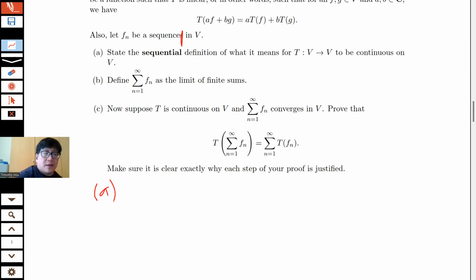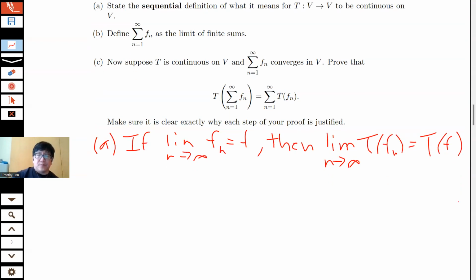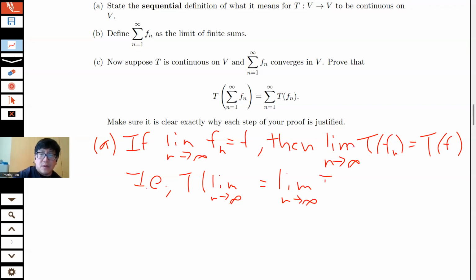So A, if the limit as n goes to infinity of Fn equals F, then, remember, sequential continuity says that if the limit of the input converges to F, then the limit of the output goes to T of F. The limit as n goes to infinity of T of Fn equals T of F. I.e., T of the limit of something as n goes to infinity equals the limit as n goes to infinity of T of something. You can pull limits inside and outside of T.